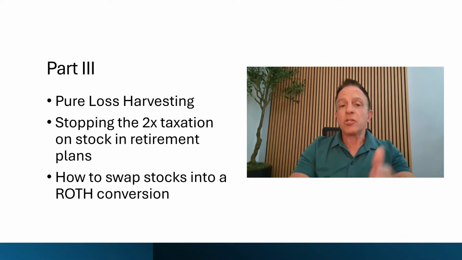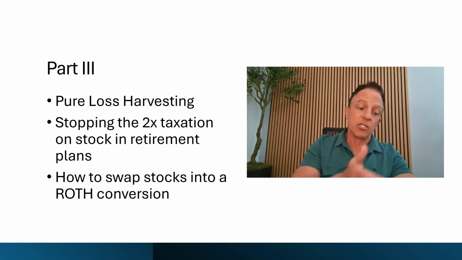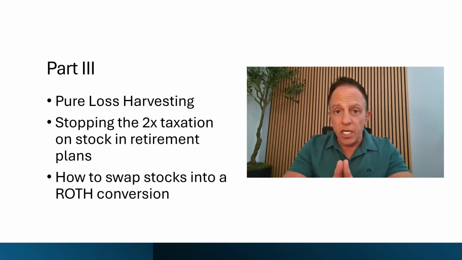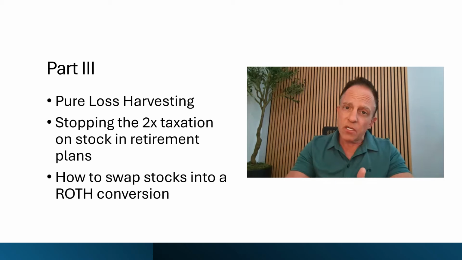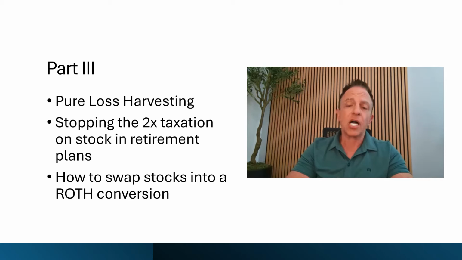And again, you can do this with real estate, you can do it with stock, you can do it with stock against real estate, you can do it with real estate against stock. So in part three, I'm going to continue this methodology, this journey, of talking about how to do pure loss harvesting. I'm also going to talk about stopping the double taxation that you get by holding a stock in an IRA.